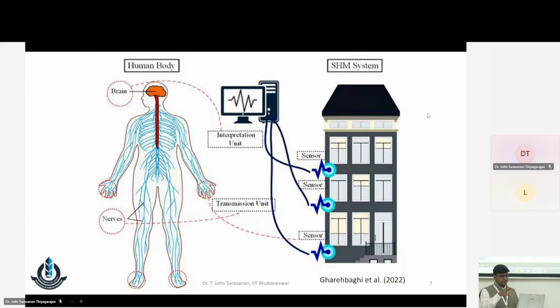This is a very simple figure which is self-explanatory, where we have five sensing systems, which can be called sensors, connected through a nervous system, which is like interpretation, where the information passes from one part to another and the brain processes it. Similarly, we have a database system where everything will be integrated. So it's self-explanatory.